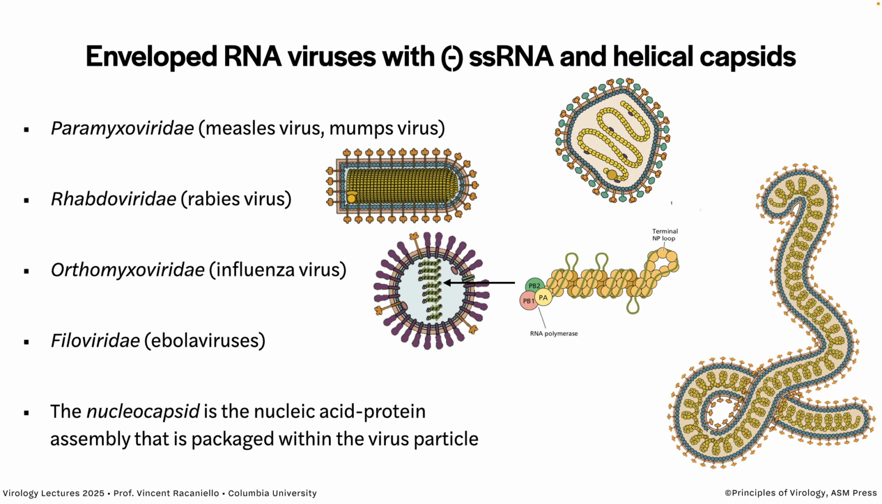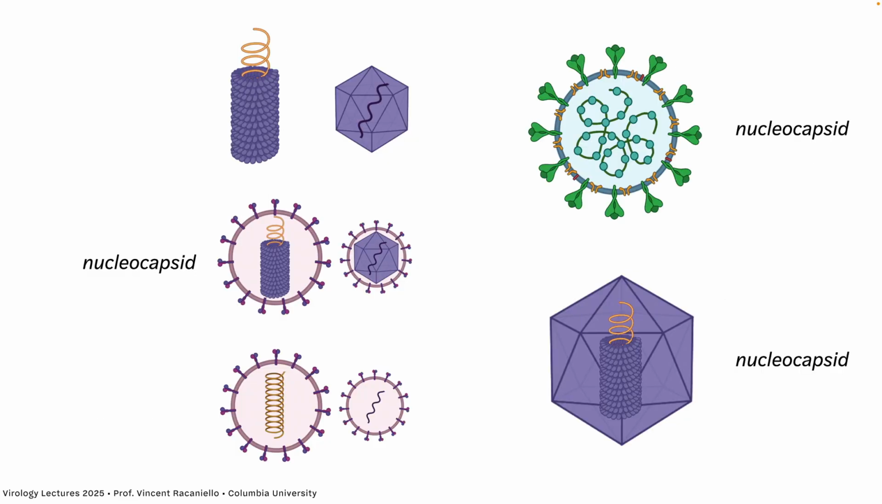The filoviruses are long filamentous viruses, but again, the RNA protein complex in the envelope is the nucleocapsid. So all of these are examples of nucleocapsid, the nucleic acid protein assembly that is packaged within the virus particle. So one more picture of nucleocapsids and not nucleocapsids, okay?